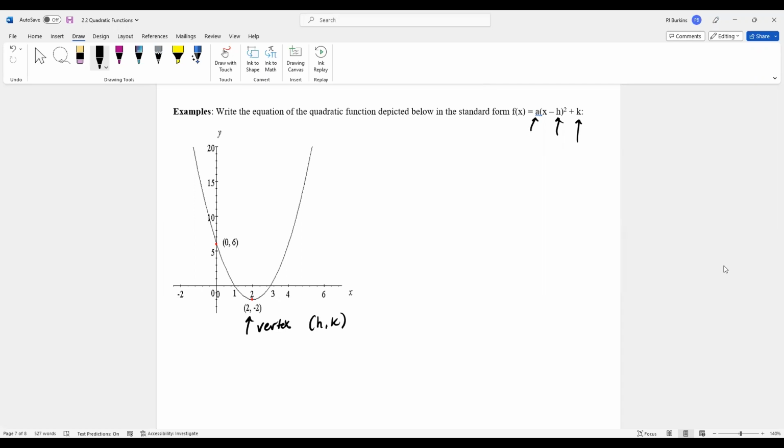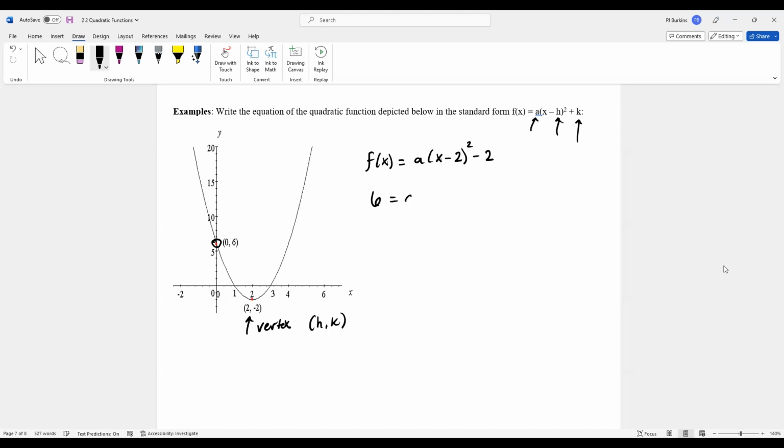Now, we can't just get that off the graph necessarily, but we do have a very well-defined point here, which allows us to plug in. So let's see what happens. So let's start with the vertex. So our function with that plugged in is a times x minus 2 squared minus 2. Now, if the point 0, 6 is on the graph, then I should be able to plug it in. So when x is 0, y should equal 6.